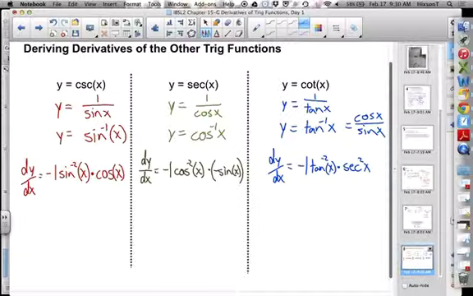Why do you have to multiply by cosine x? Because it's a chain rule. The inner function here is sine, right? The outer function is something to the negative 1. The inner function is sine.